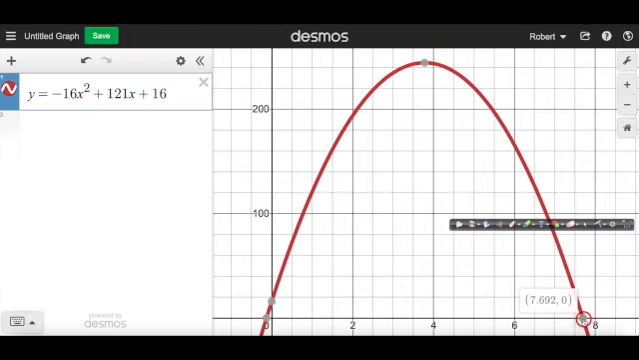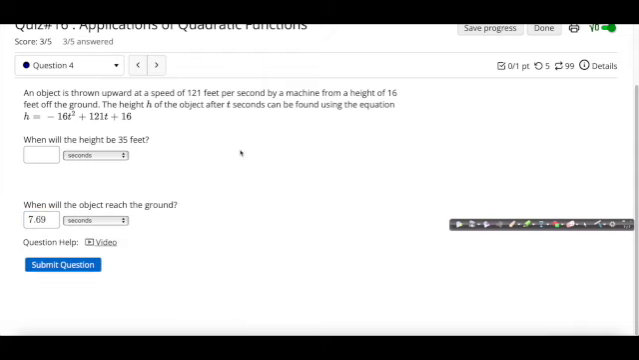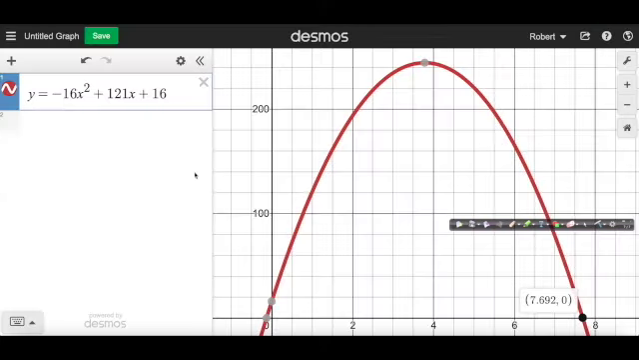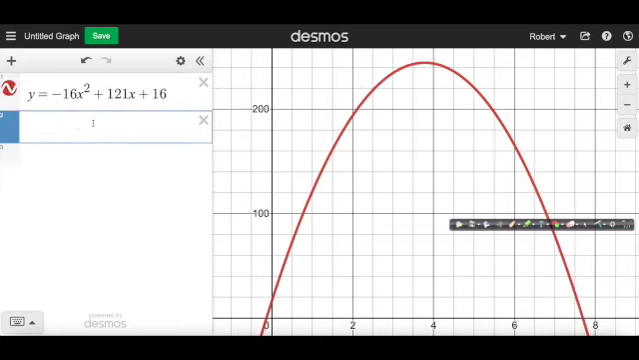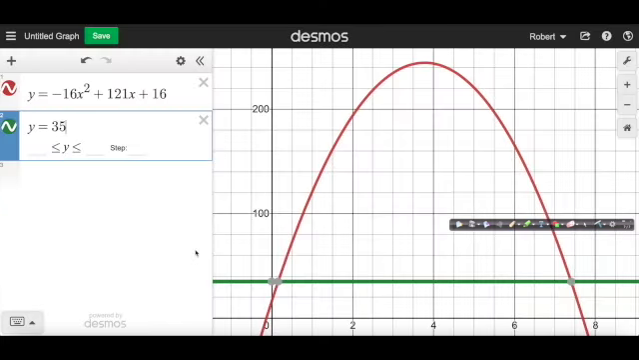So at 0, 7.69 seconds. 7.69 seconds is when this thing is going to reach the ground. When will it be 35? Remember to do that thing I told you where you make a system of equations of y equals 35 feet. And that's going to happen twice.